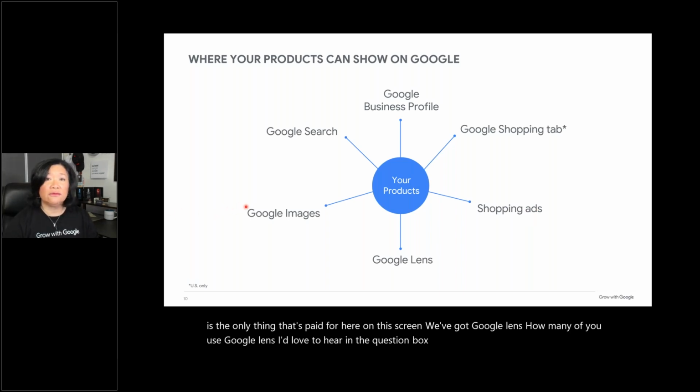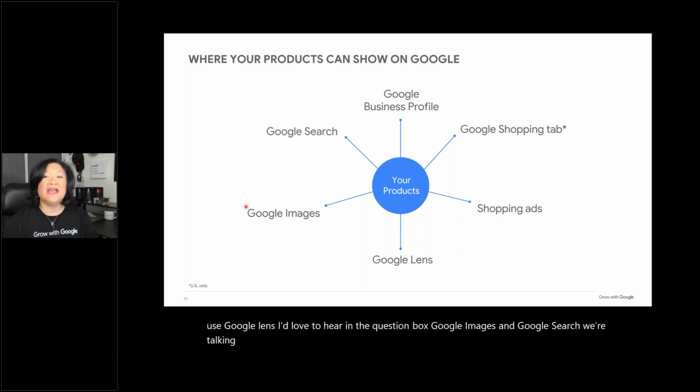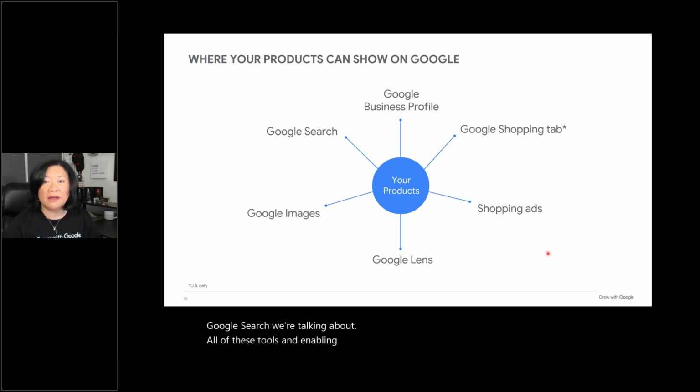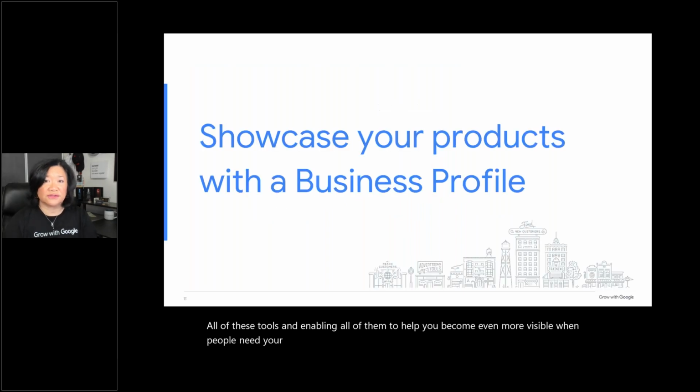Google Images and Google Search. We're talking about all of these tools and enabling all of them to help you become even more visible when people need your product, service, or solution. So first we'll talk about how you can showcase your products.